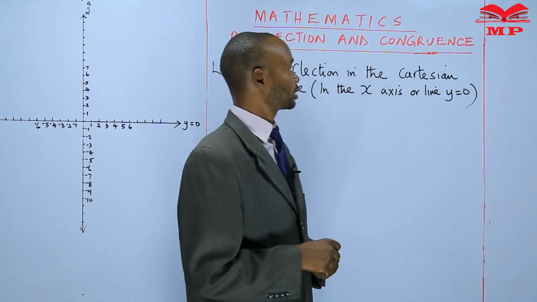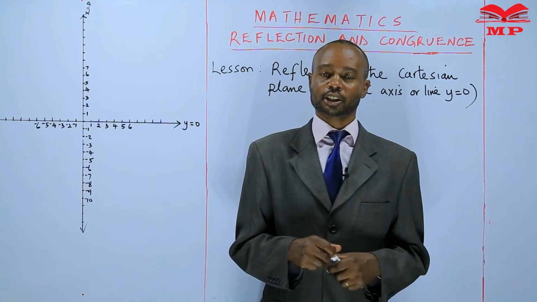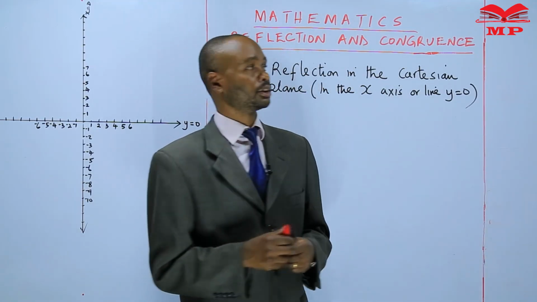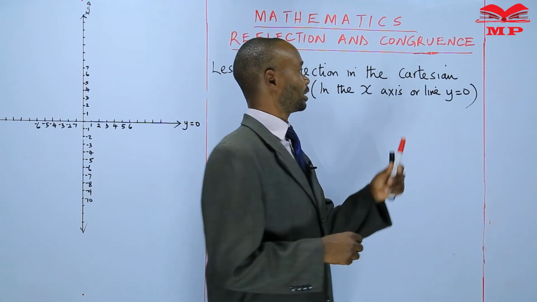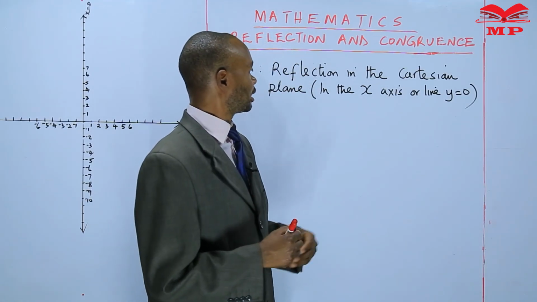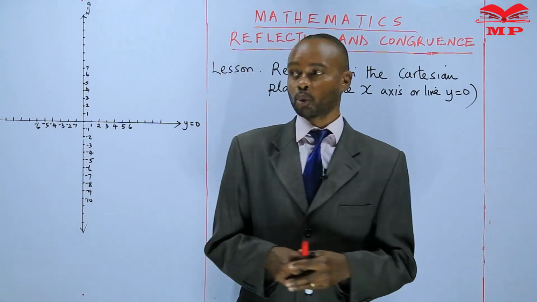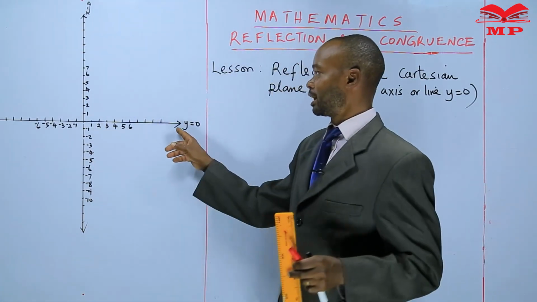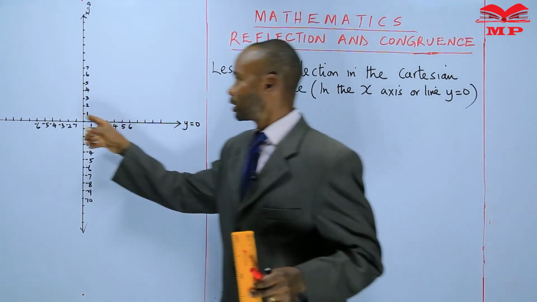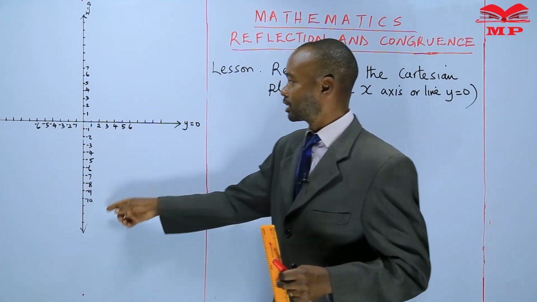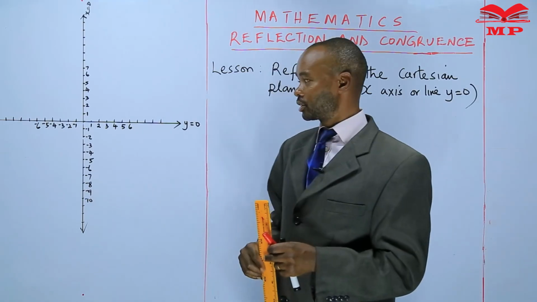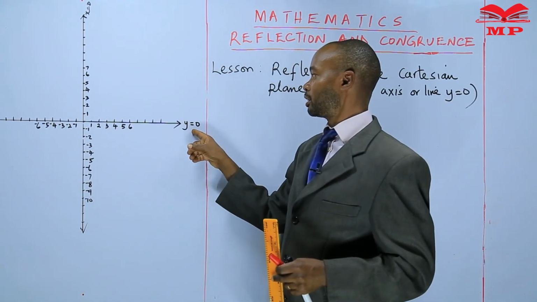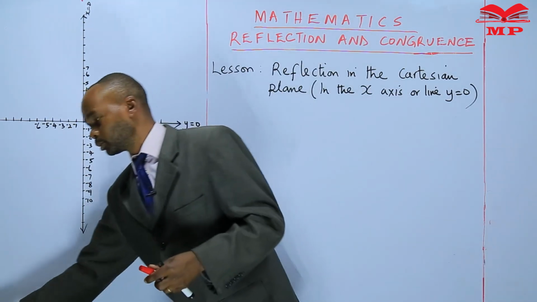So today under reflection, we are going to look at reflection in the Cartesian plane, and in that Cartesian plane we shall look at reflection in the x-axis, or the line y is equal to 0, and that is that line. This is what we call the x-axis, and that is the y-axis. So it is also called the line y is equal to 0.